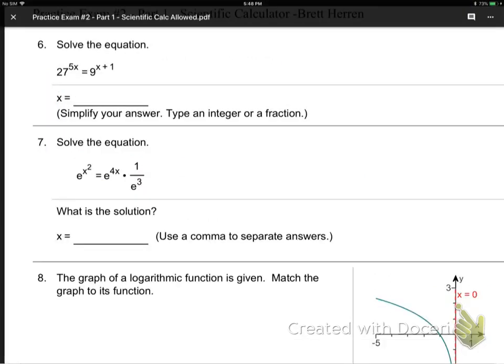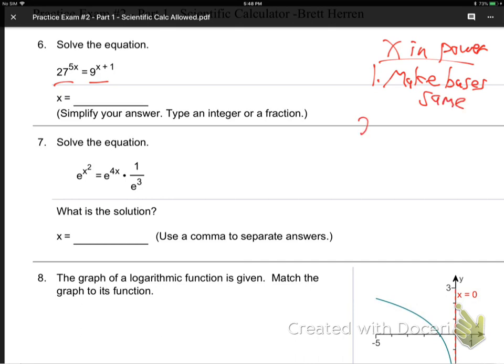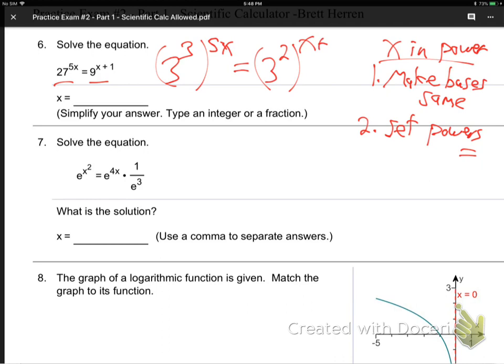Okay, we want to solve this. So how do you handle it when x is in the power zone? Step 1, make the bases the same. Step 2, set powers equal. So I can make both those 3. That 27 is 3 cubed. You can check it on your calculator if you're rusty on some of those times tables. 9 is 3 squared, I'm sure you remember.